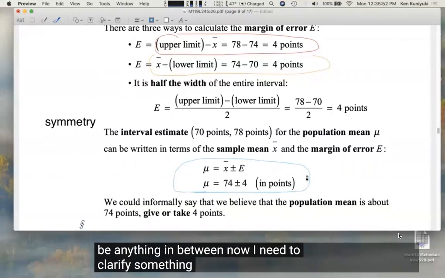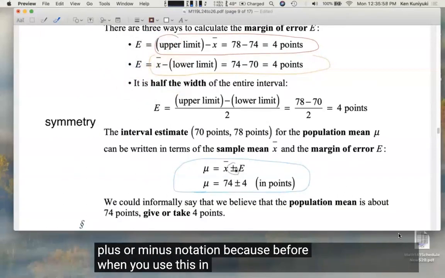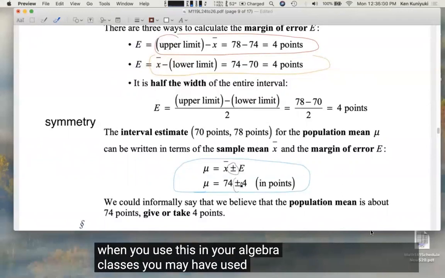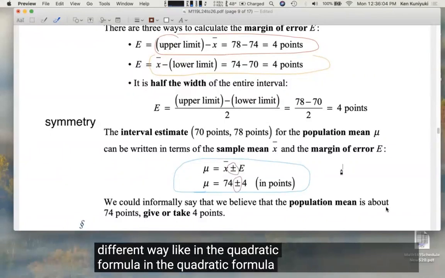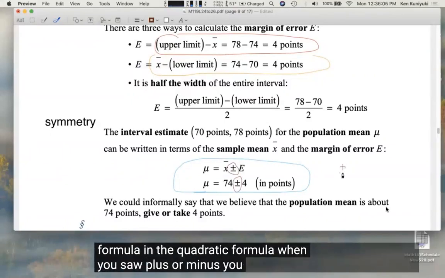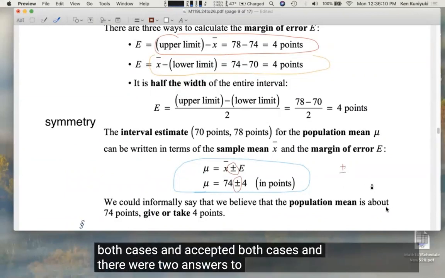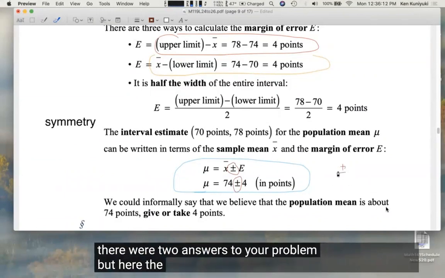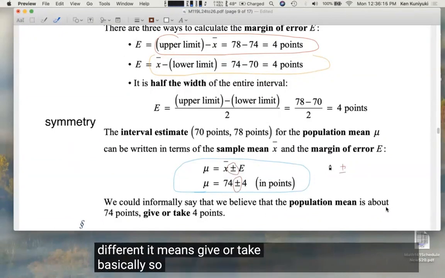Now, I need to clarify something about this plus or minus notation, because when you used it in your algebra classes, you may have used it in a different way, like in the quadratic formula. In the quadratic formula, when you saw plus or minus, you usually took both cases and accepted both, and there were two answers to your problem. But here, the plus minus means something different. It means give or take, basically.